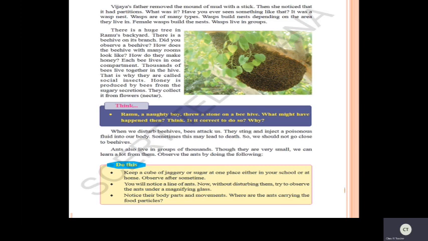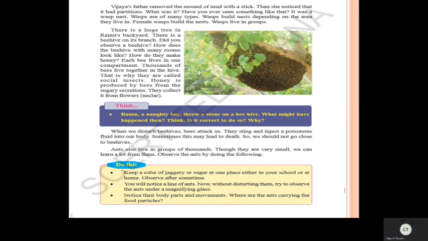Right, children? Now, honey is produced by bees from sugary secretions. They collect it from flowers. Have you ever seen honeybees sitting on the flowers, children? From the flowers they collect sugary secretions. We call it nectar. Nectar is a sweet, sugary secretion. The honeybees collect these sugary substances and then store them in the beehives. Have you seen this hive?